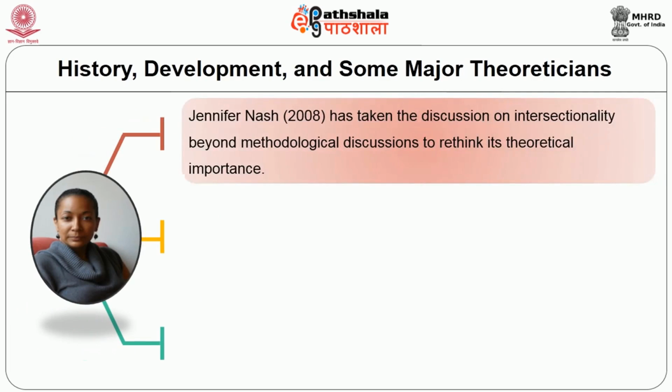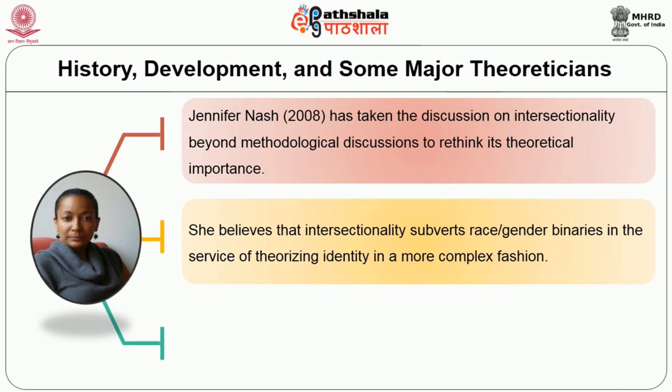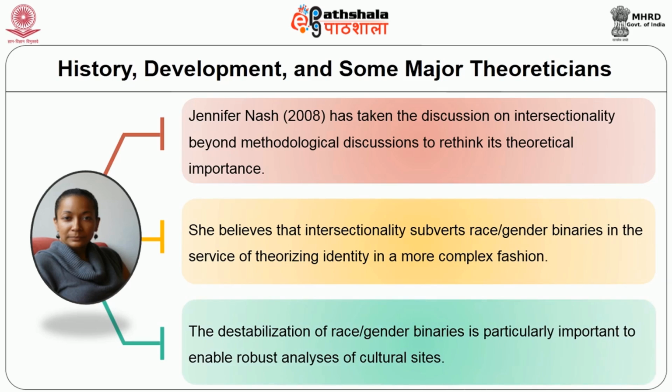Jennifer Nash has taken the discussion on intersectionality beyond the methodological discussion to rethink its theoretical importance. She believes that intersectionality subverts race-gender binaries in the service of theorizing identity in a more complex fashion. The destabilization of race-gender binaries is particularly important to enable robust analysis of cultural sites.